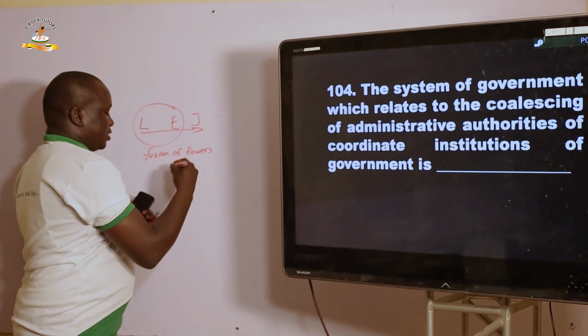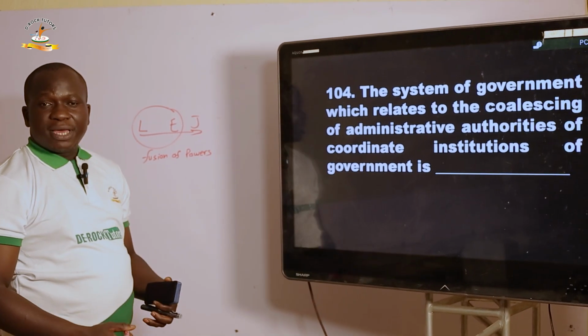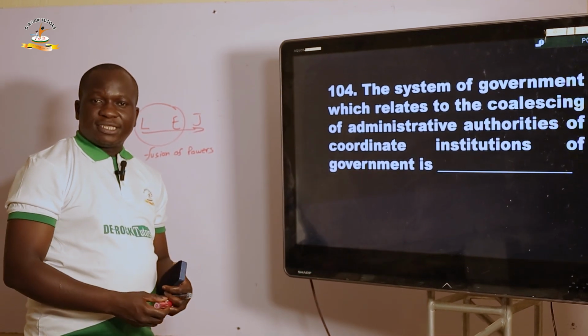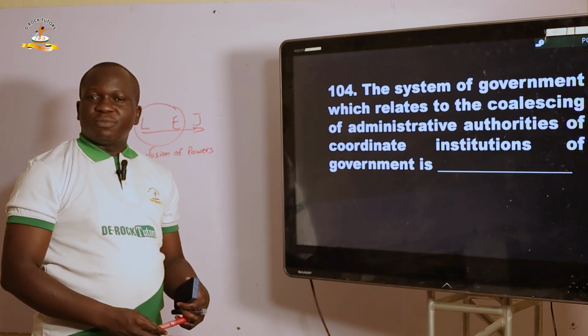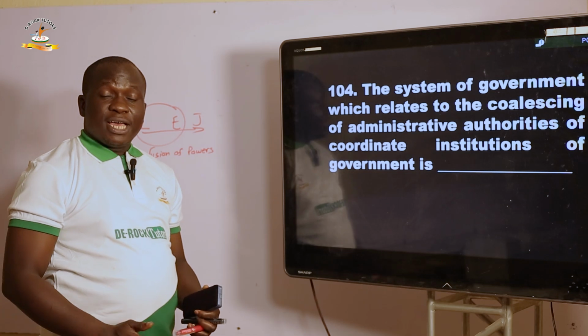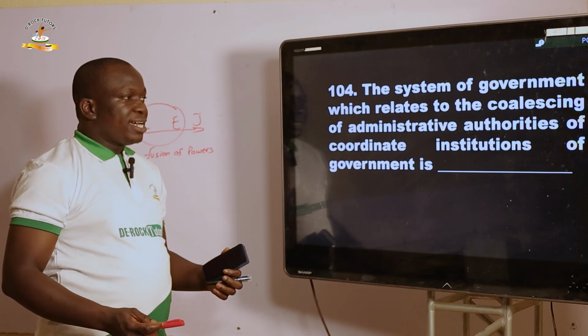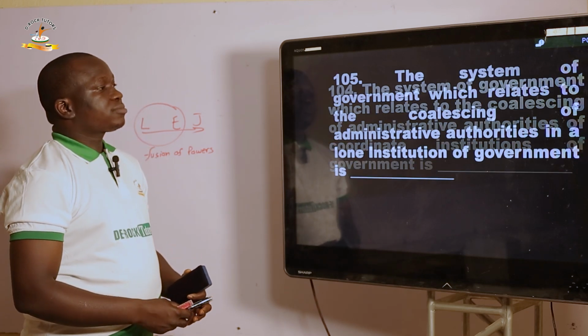And fusion of powers is a reality under parliamentary system, in that the prime minister is a member of the legislature and also the executive, and cabinet ministers are also members of legislature as well as members of the executive. Now to the next question.